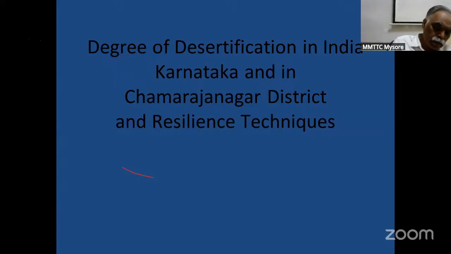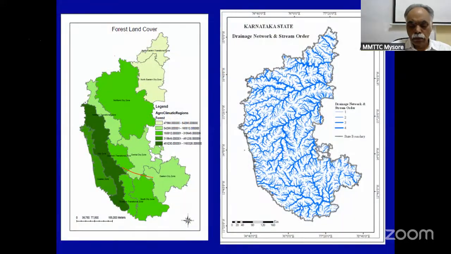So I had conducted a desertification project, a major project for Karnataka, on the degree of desertification in India, especially Karnataka. I concentrated on Chamarajanagar district, taking Chamarajanagar as the major study area of interest. This study was conducted in the year 2010. So the whole of Karnataka was mapped by satellite data.